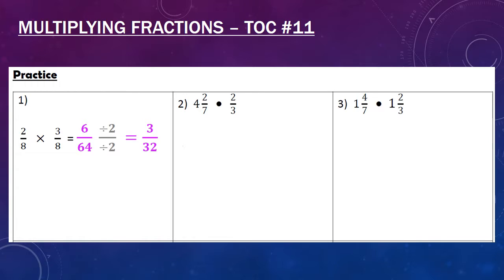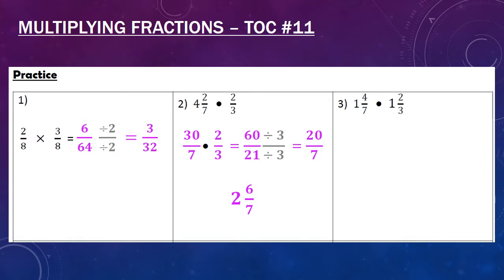Looking at number 2, we have a mixed number, so we need to convert it. I'm going to multiply 7 times 4, which is 28, plus 2 more makes 30 over 7. Multiply that by 2/3. Just go straight across. 30 times 2 is 60. 7 times 3 is 21. And these can both be divided by 3. 60 divided by 3 gives me 20, and 21 divided by 3 gives me 7. And then I have to take that improper fraction and turn it into a mixed number. 20 divided by 7 fits in 2 times with 6 left over. So I get 2 and 6/7.